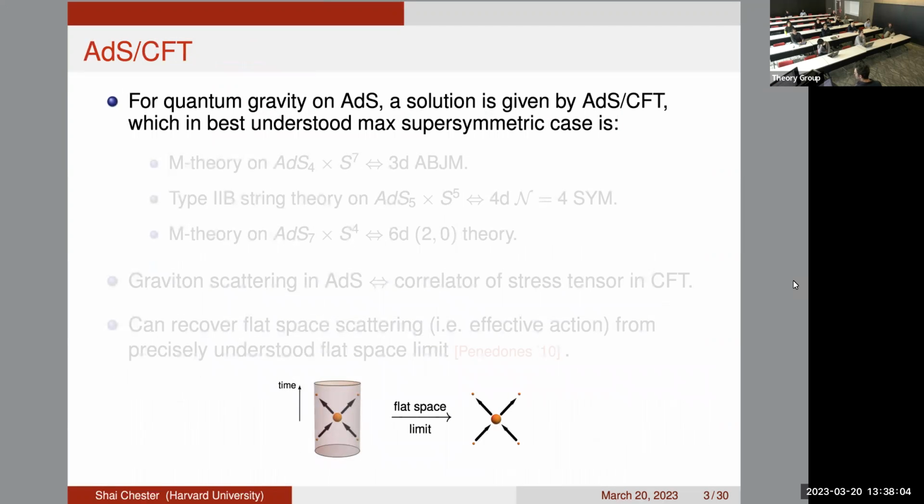And so the thing which saves the day, as often in quantum gravity, is ADS-CFT. If we look at quantum gravity on ADS, i.e. negative curvature spacetime, then the solution to this problem is given by ADS-CFT.